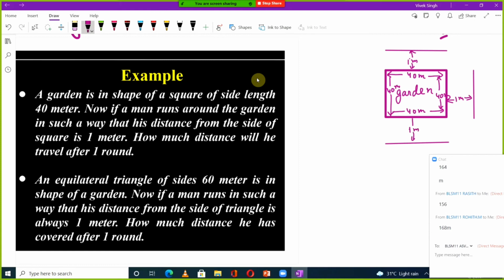This is also 1 meter. And from this side also. We will move like this. And this distance will always be 1 meter. Okay.